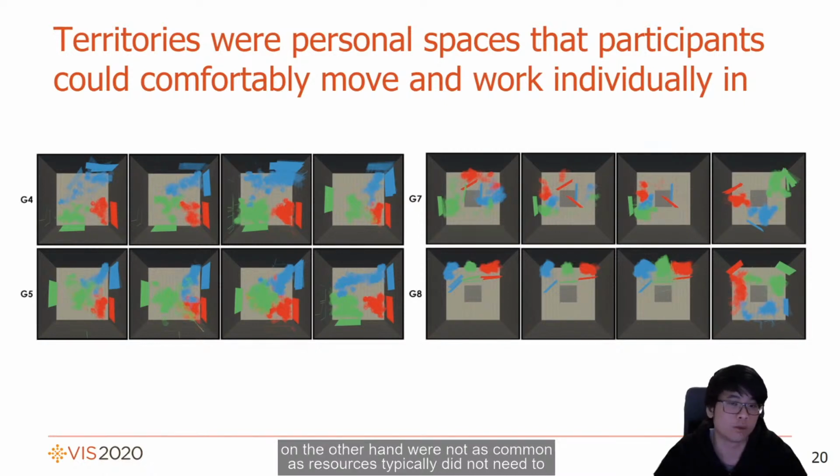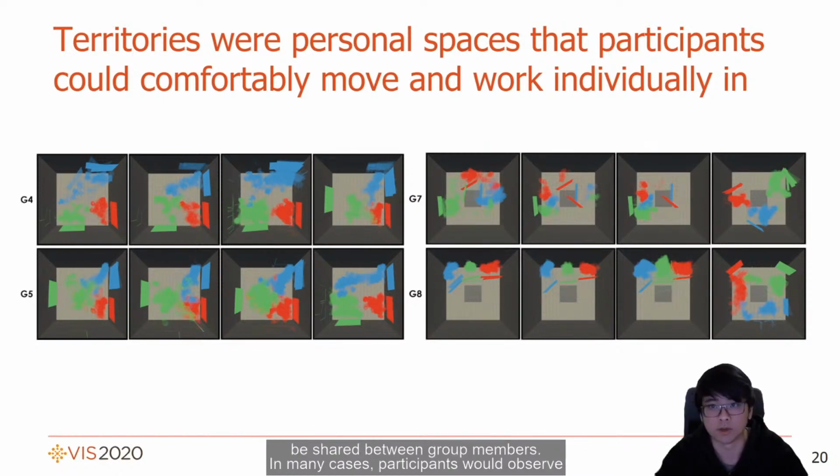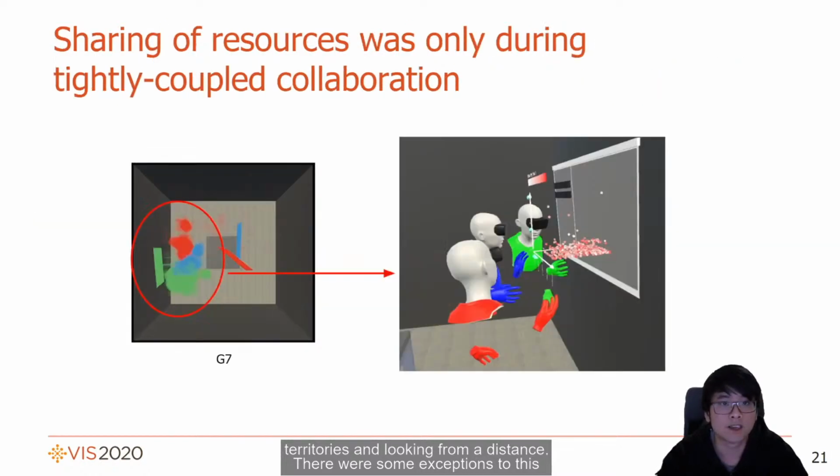Group territories, on the other hand, were not as common, as resources typically did not need to be shared between group members. In many cases, participants would observe and discuss their findings simply by remaining in their personal territories and looking from a distance. There were some exceptions to this, however. For example, Group 7 here and on the screen have converged together into a single group member's workspace to work together for a prolonged period of time.